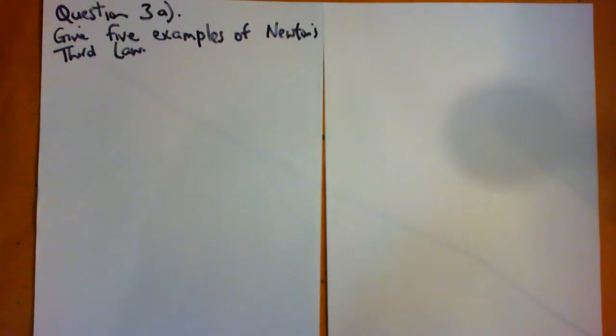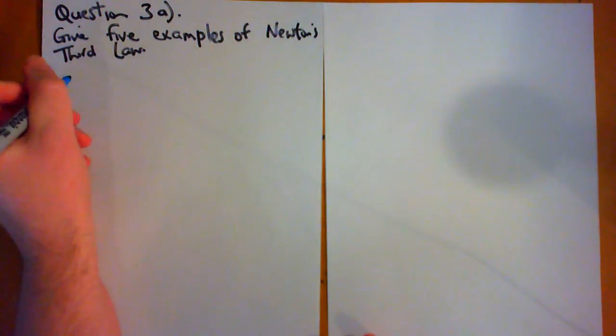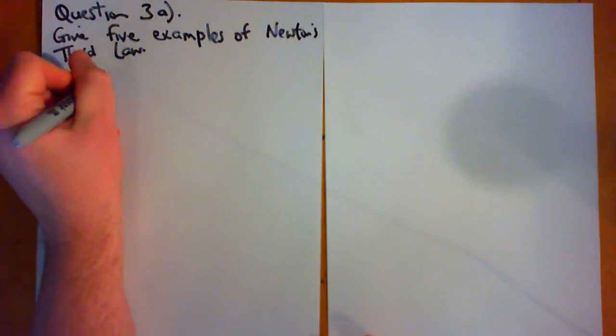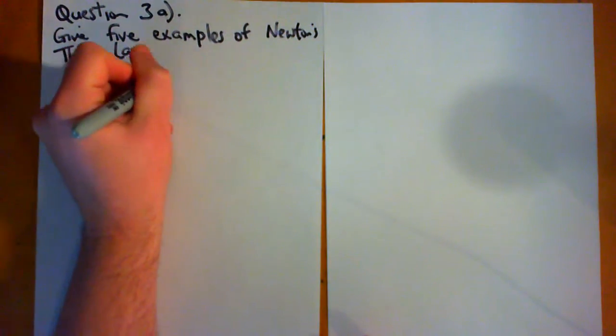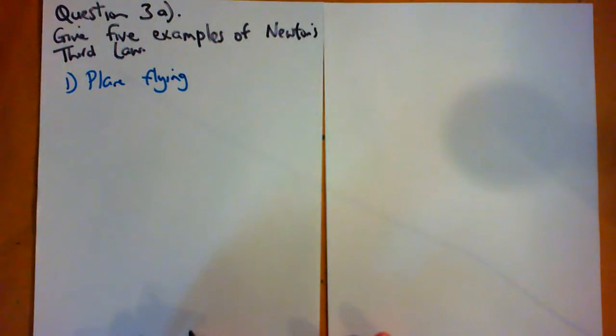So the first one would be the example of a plane flying. So a plane is able to fly because it pushes downwards on the air, and the air therefore pushes the plane upwards, which provides the lift force that the plane needs to stay in the air.